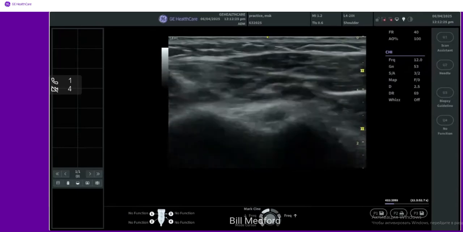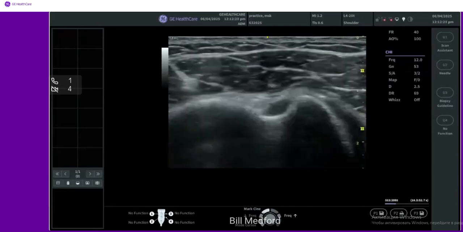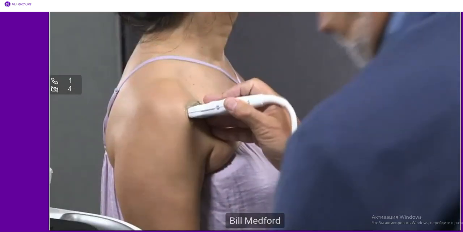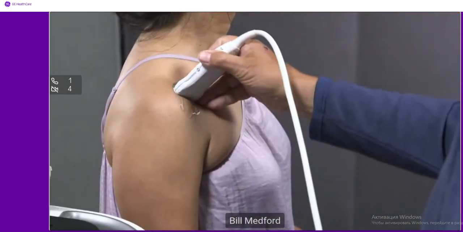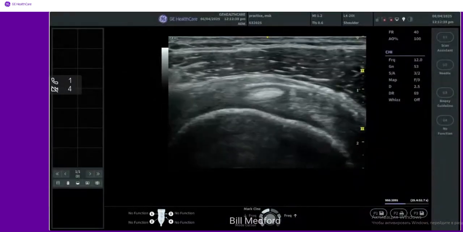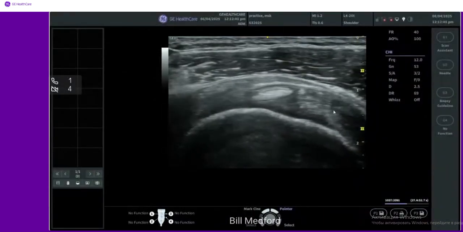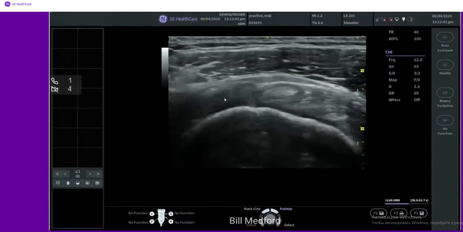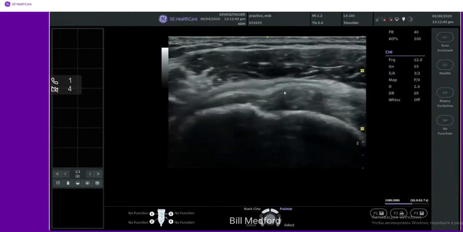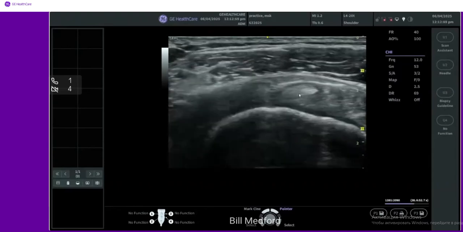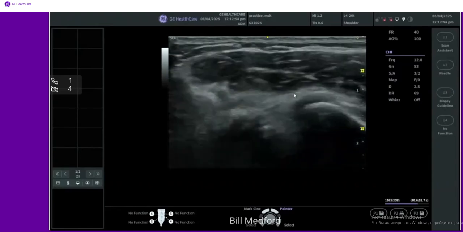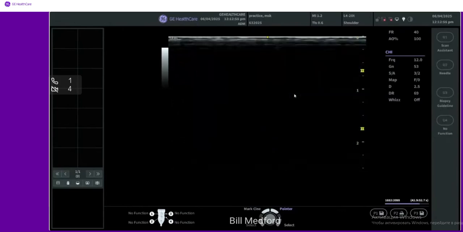So now we're in the deepest part of the groove, but I'm going to take the transducer up and over the top of the shoulder to where we see it, as well as medially we identify the subscap, laterally we have the supraspinatus, and we have the bicep tendon positioned right in the middle. Now, say the bicep tendon is positioned more medially.